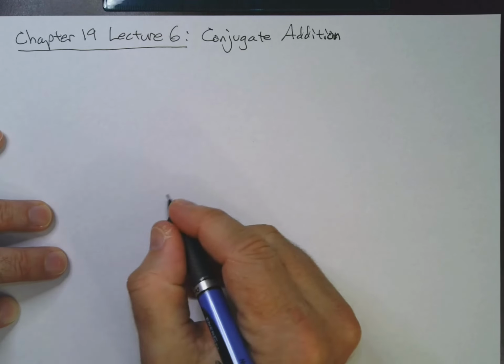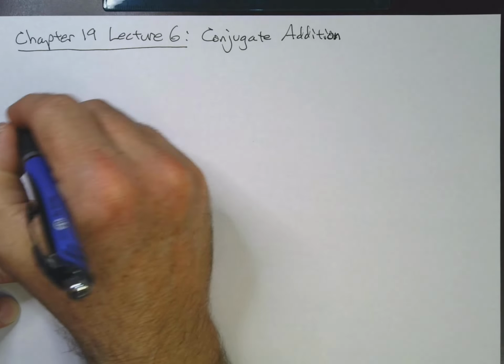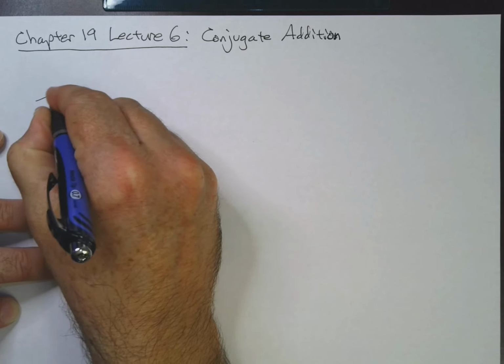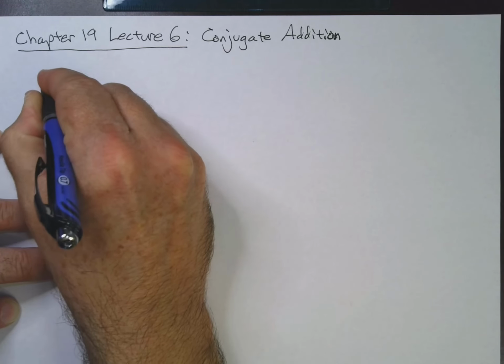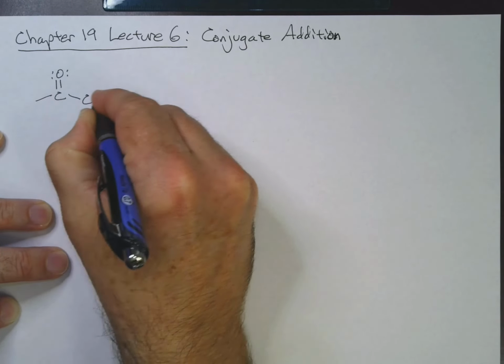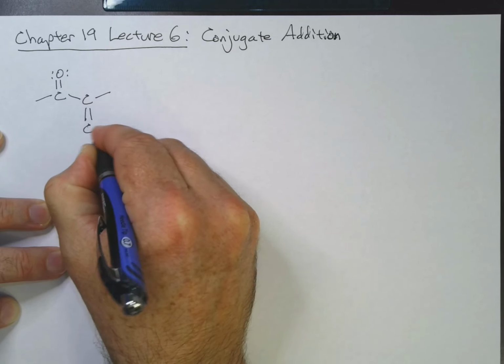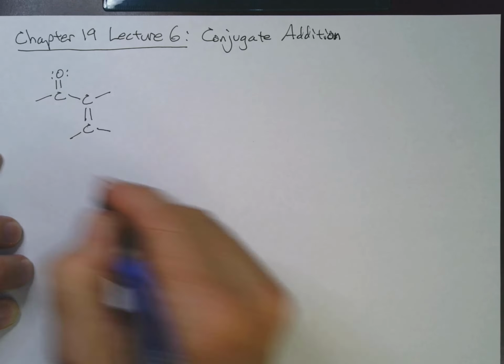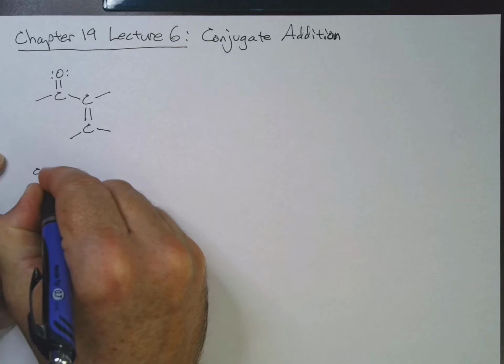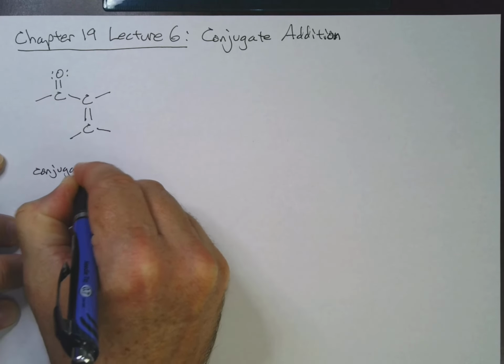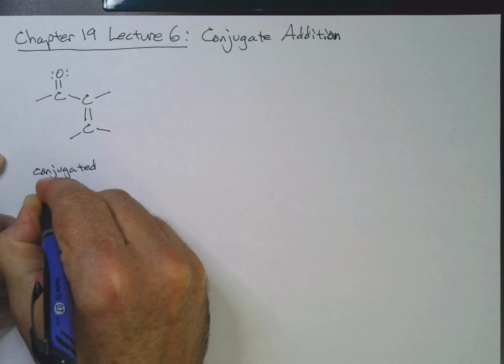Now, what is conjugate addition? Well, let's take a look at the following molecule here. This is a conjugated aldehyde or ketone.